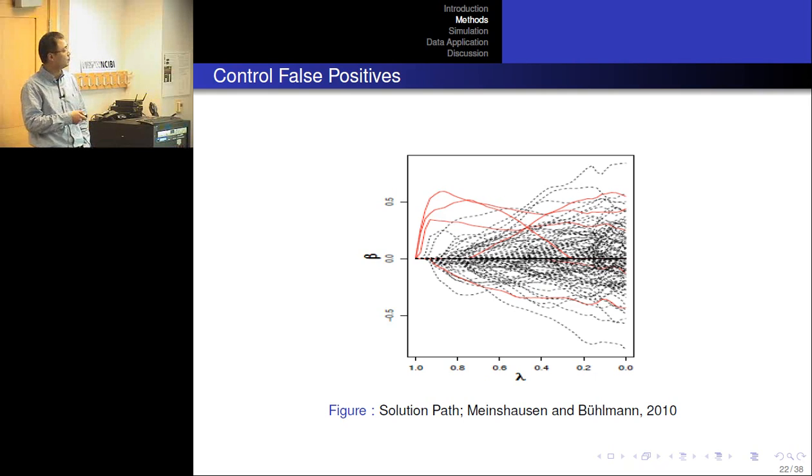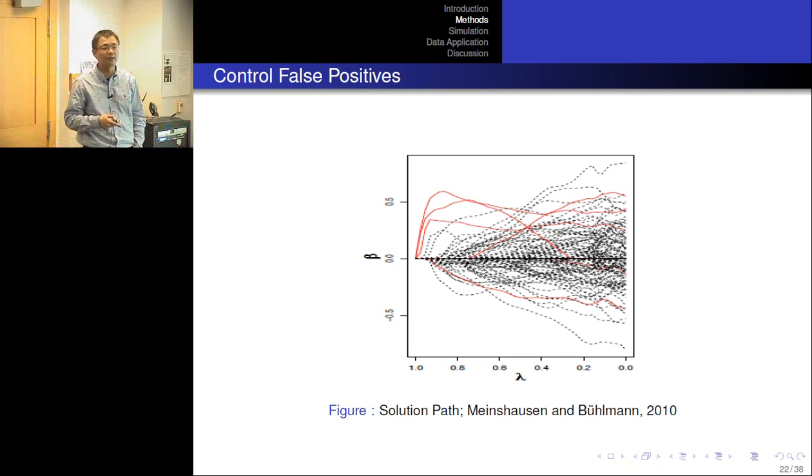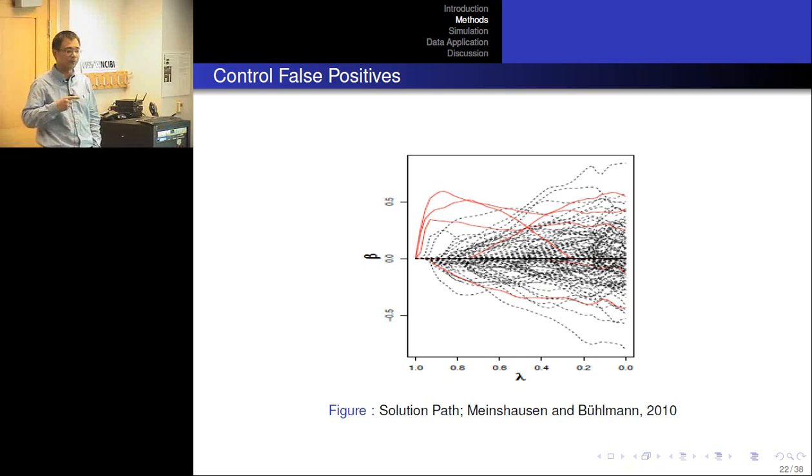But we can see some of the noise variables cover the true signal. That's a typical problem for both boosting and the lasso. First, it's hard to choose an optimal tuning parameter. We need some cross-validation. Even when we use cross-validation, maybe the risk function is not sensitive to the tuning parameter. That's why it's hard to choose the optimal tuning parameter.